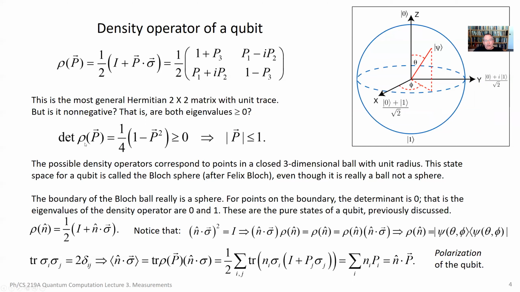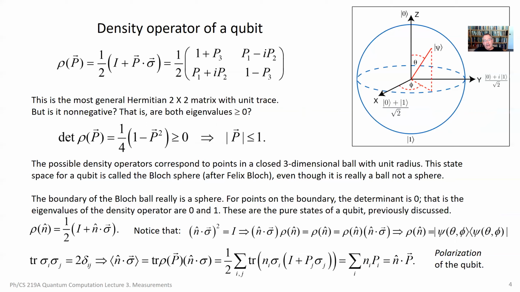Now, it's easy to evaluate the determinant of a 2x2 matrix, and in this case, we get a factor of 1/2 squared that I can factor out, and the product of the 0, 0, and 1, 1 components of this matrix is 1 minus P3 squared, and then minus the product of the 0, 1, and 1, 0 components of the matrix. That means minus P1 squared minus P2 squared. So I can write the determinant of rho as 1 minus the length squared of a vector whose components in a three-dimensional real space are P1, P2, and P3.